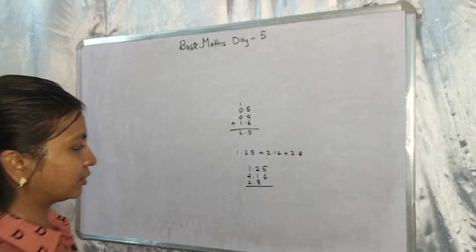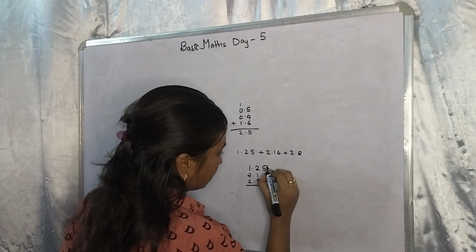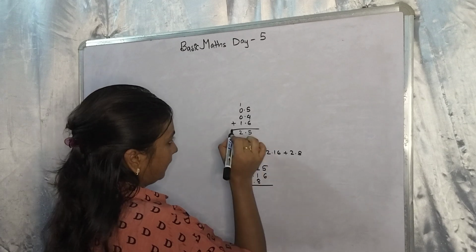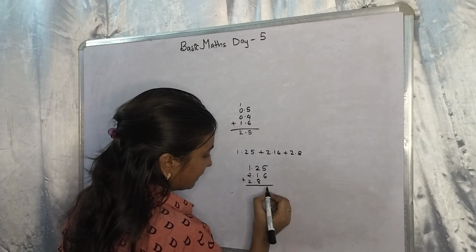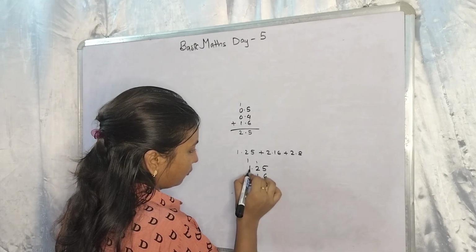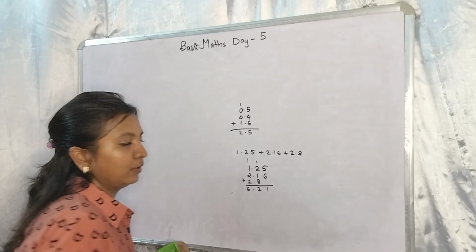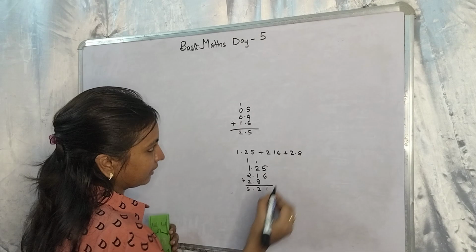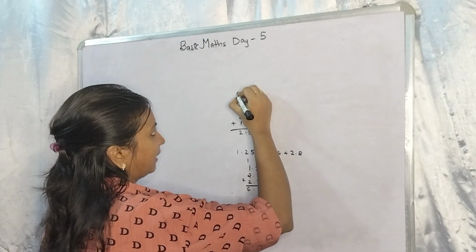And for subtraction also it is very easy. For example, 2.6 minus 1.3. So this is very easy. We will subtract: 3.2 minus 1 is 1.3. So this is our answer. So this is very easy.